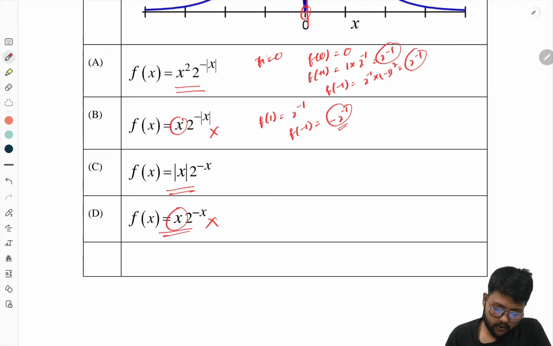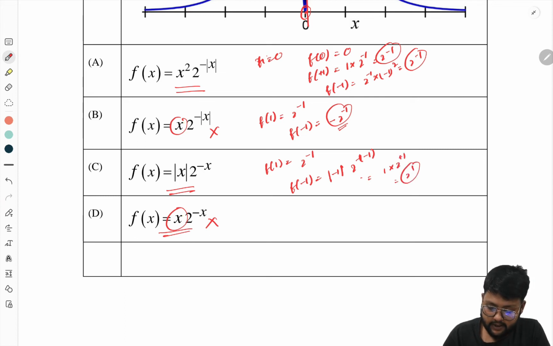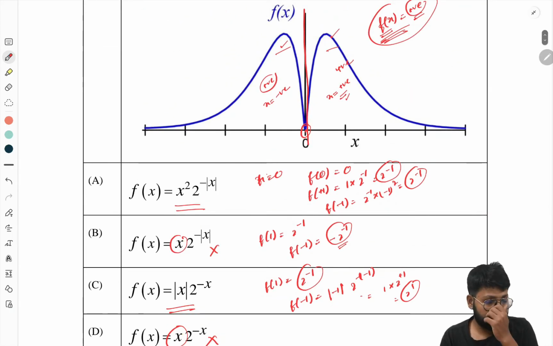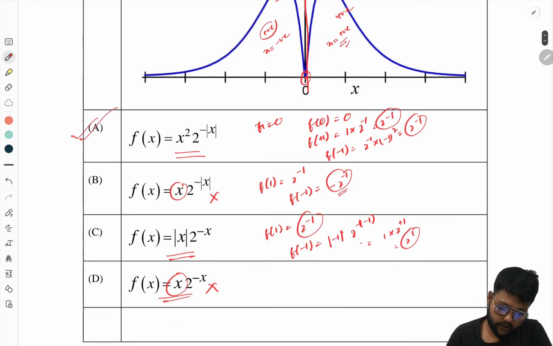And the third option is that f at plus 1 is 1 into 2 to the power minus 1, but if x is equal to minus 1, you can say minus 1 mod 2 to the power minus 1. So it is minus 1 into minus of minus 1. Okay, so this will be 1 into 2 to the power plus 1, 2 to the power 1. So this answer and this one are different. Because these are both mirror images, it cannot be our answer. So A will be our answer in the first question.